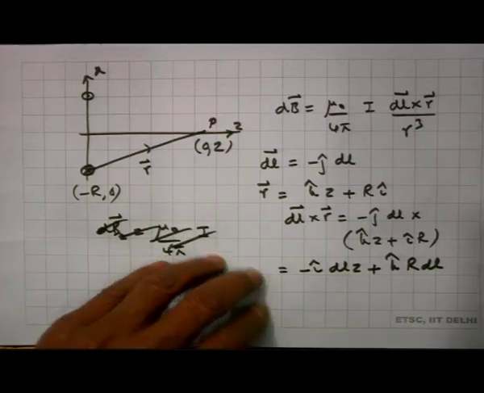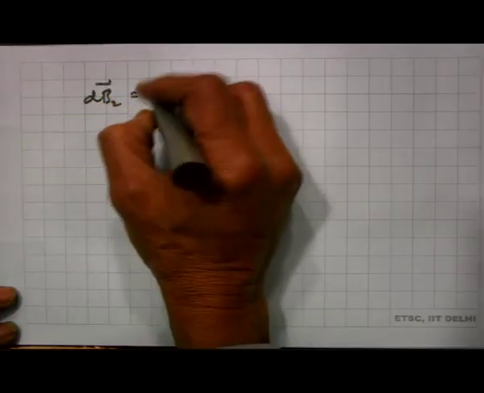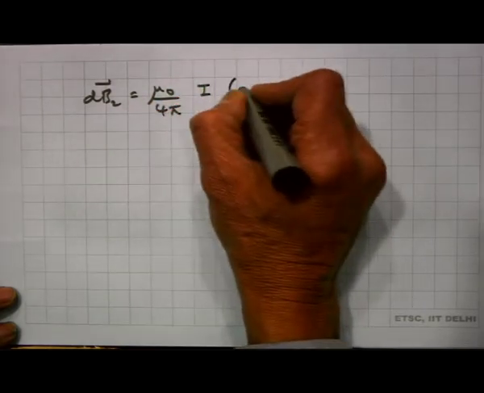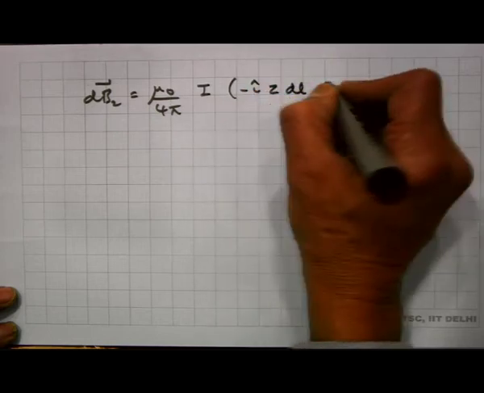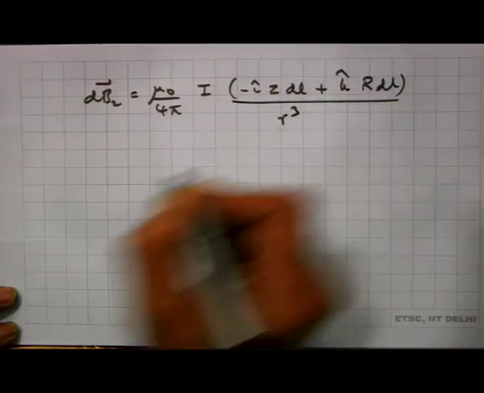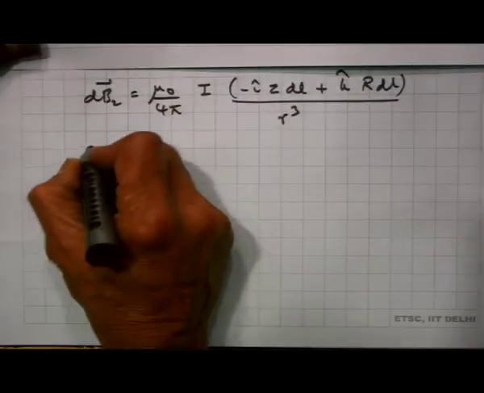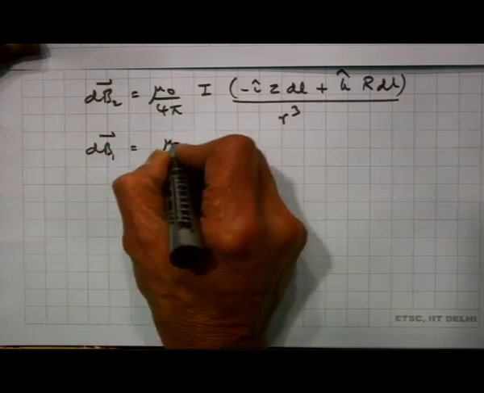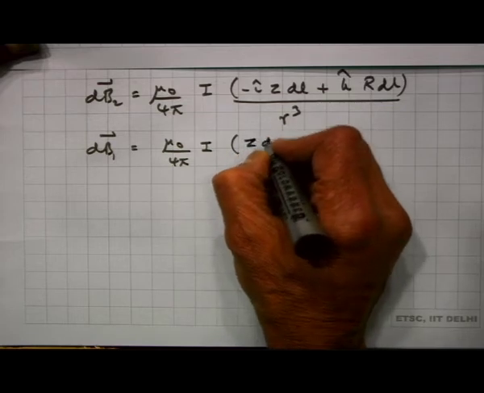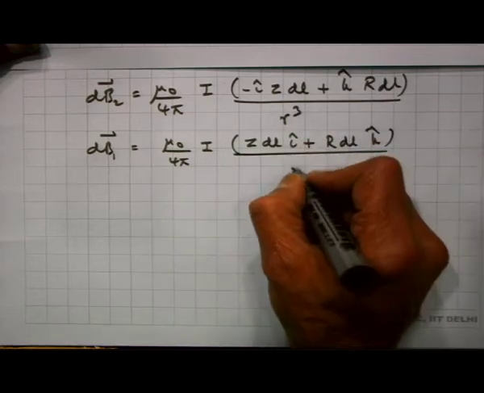So, I can calculate dB2, the magnetic field produced by the second element. So, dB2 is mu naught by 4 pi I into minus I cap z dl plus k cap r dl divided by r cube. And let me recall what we had for dB1. So, dB1 vector is mu naught by 4 pi I z dl I cap plus r dl k cap by r cube.